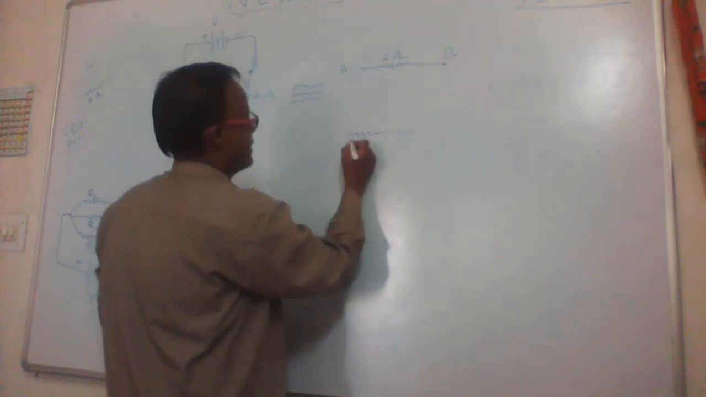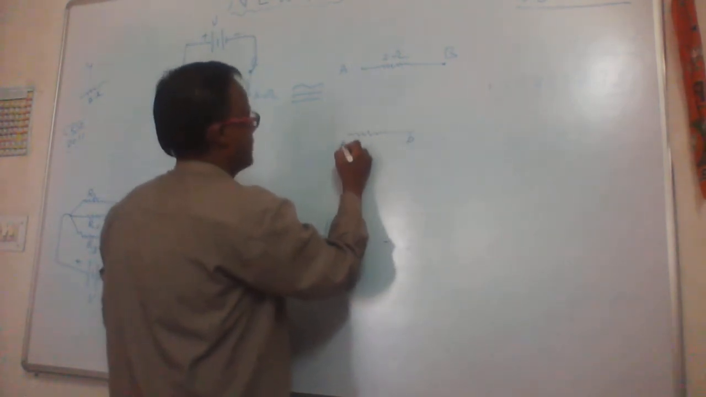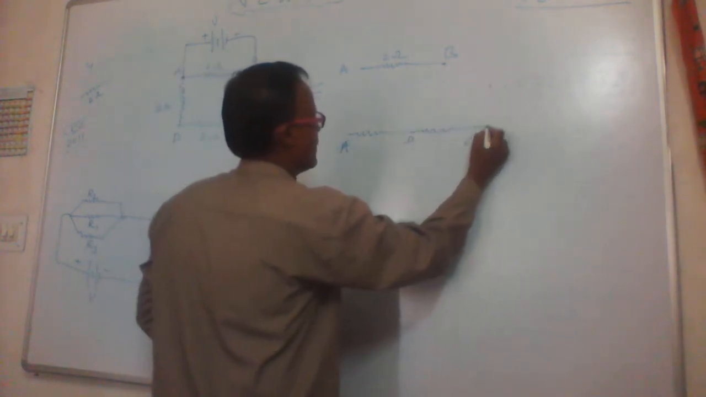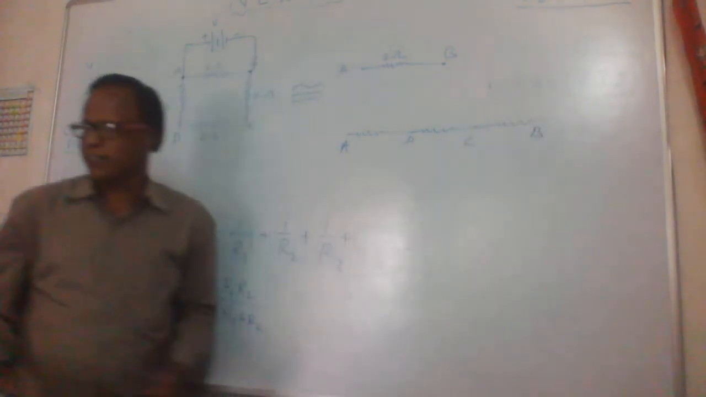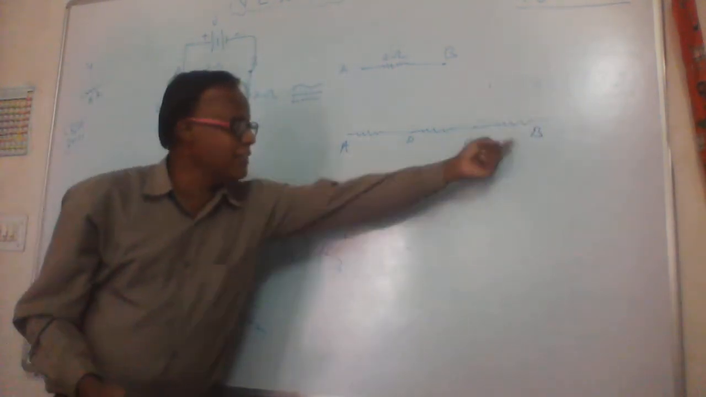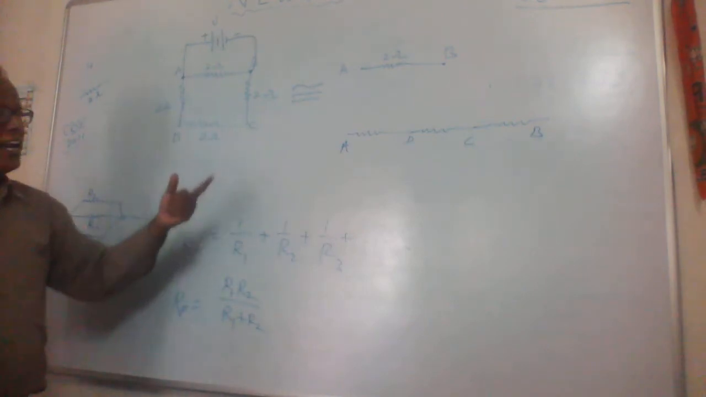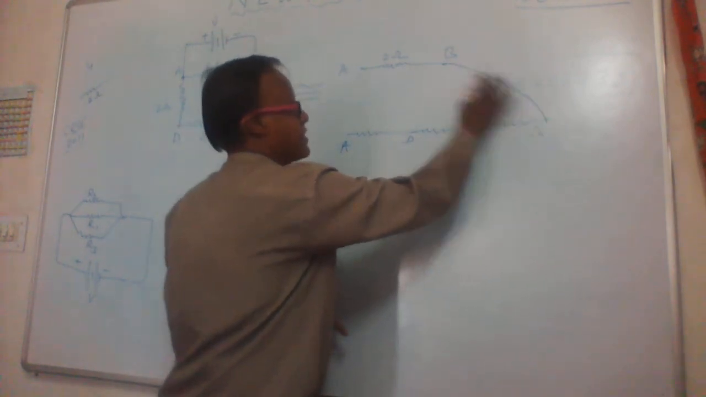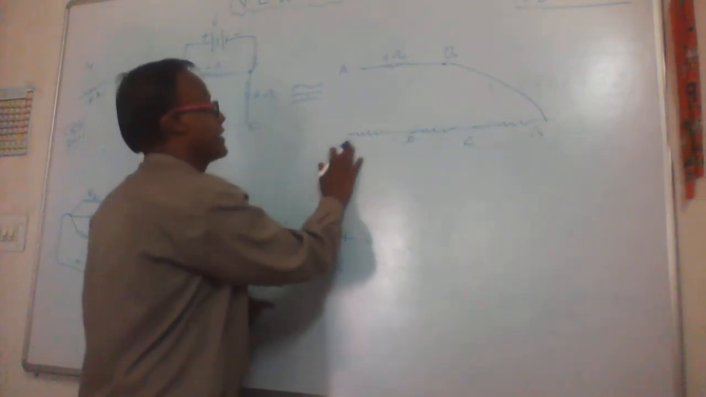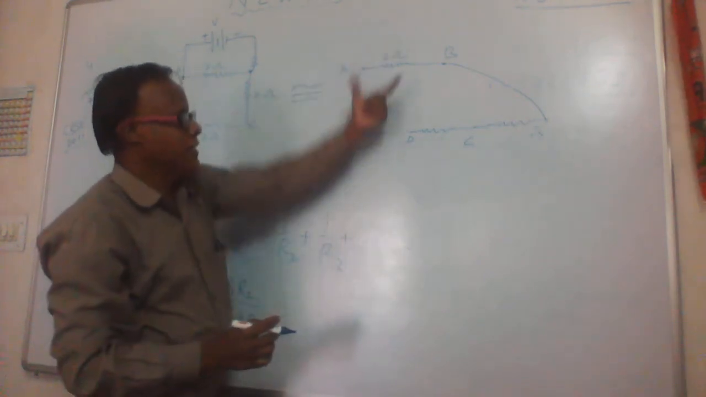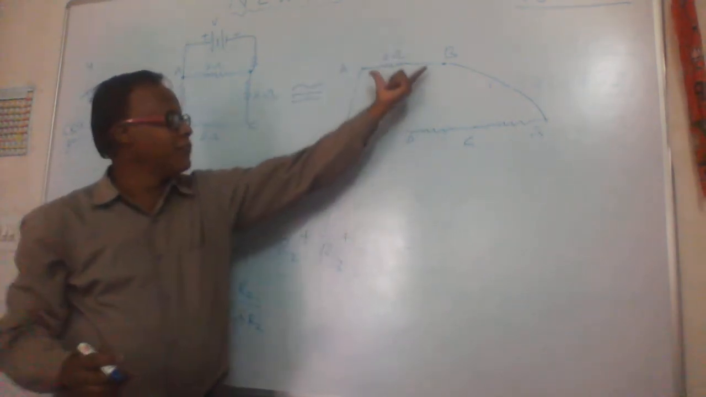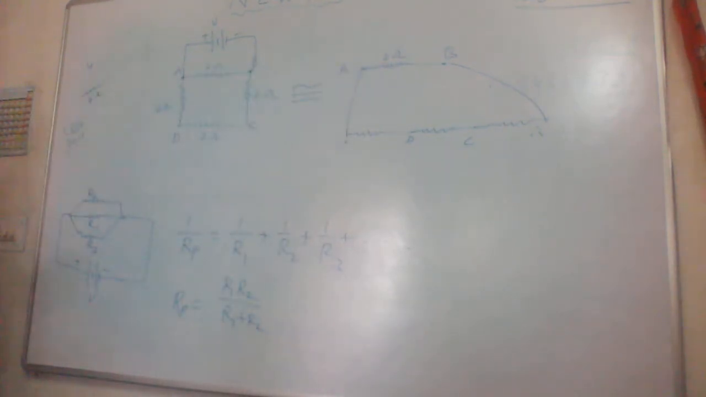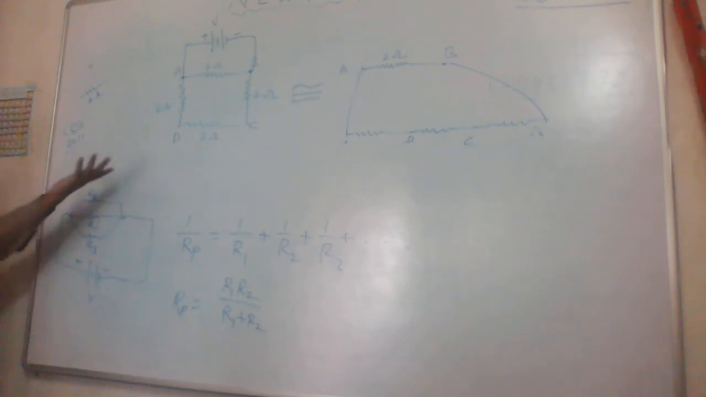This point becomes AD, then DC, then CB. These three resistors are in series, and this B point and that B point are the common point, they are connected. It is just like B is here. And this A and that A is a common point. So these three are in series, and in parallel with this one. Can this be done with any of the resistors? Yes.